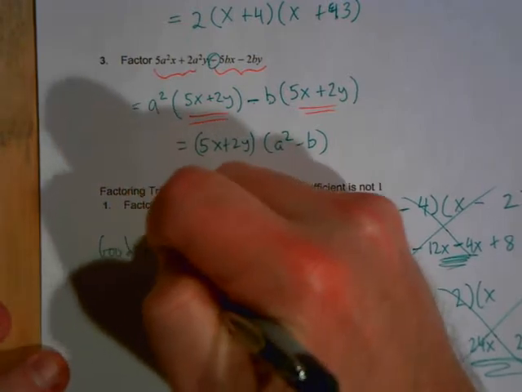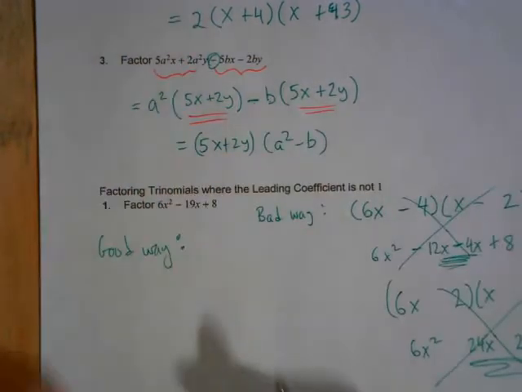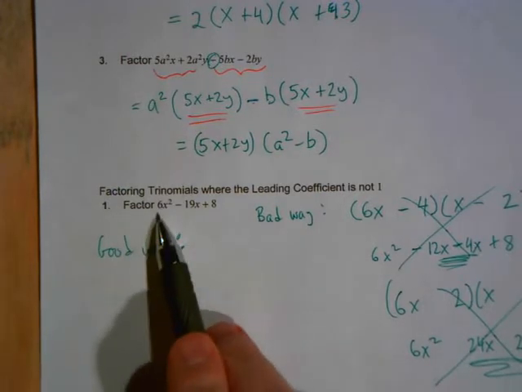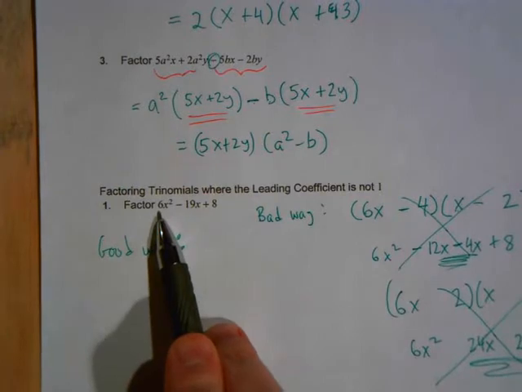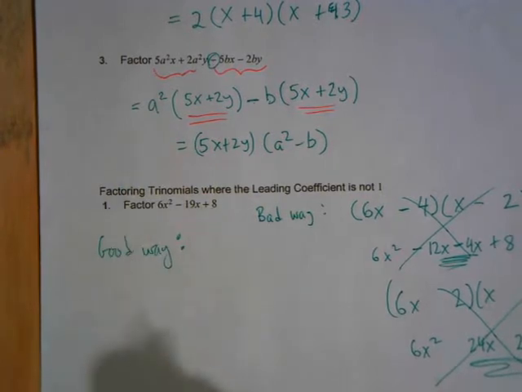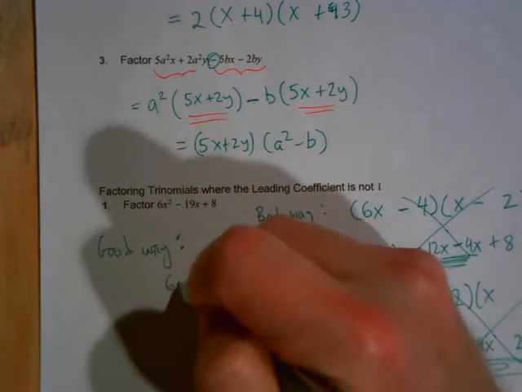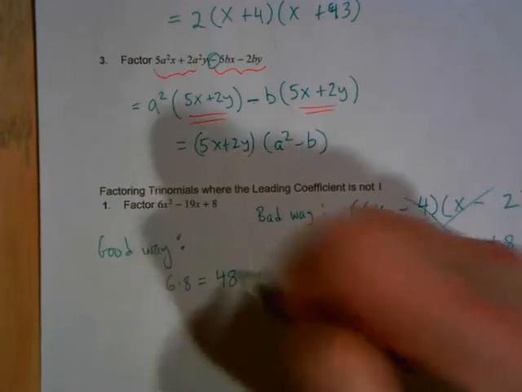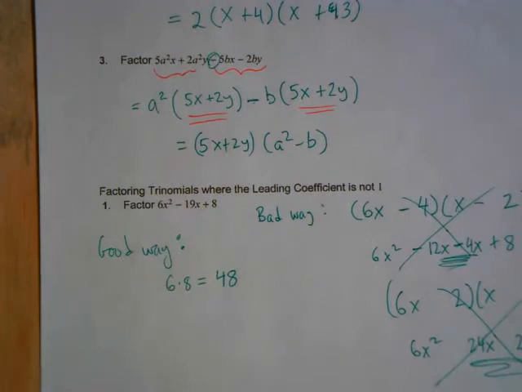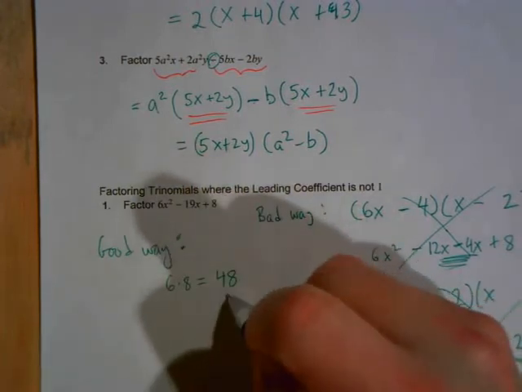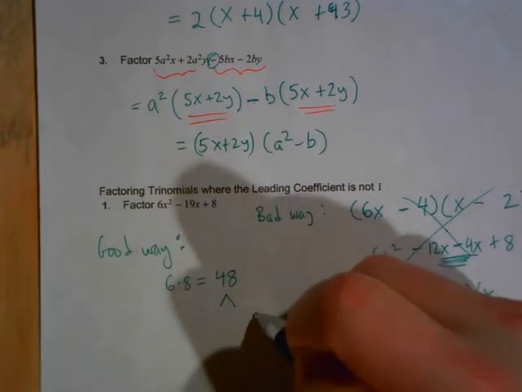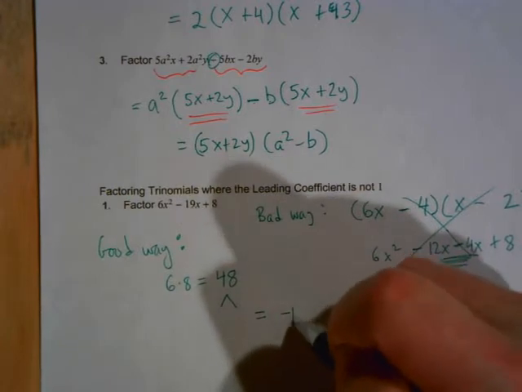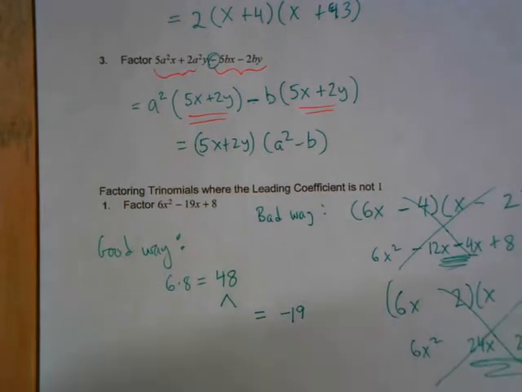Here's what we do. First off, we notice we have a trinomial: 1, 2, 3 pieces. We notice there is no common factor, and we notice this is not the number 1. What we're going to do is multiply the numbers on the end. So I'm going to take 6 times 8. 6 times 8 is 48. Then I need to factor the number 48 so that my two terms add up to be negative 19.